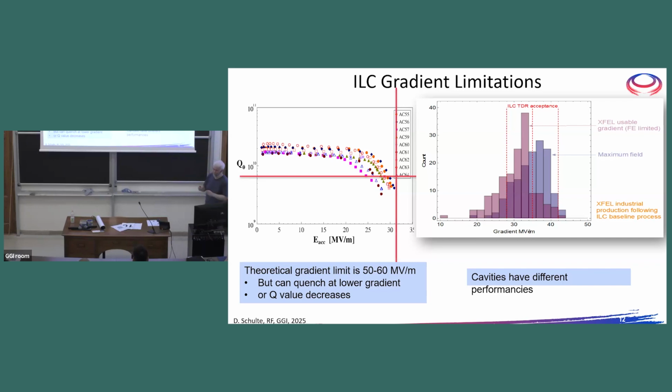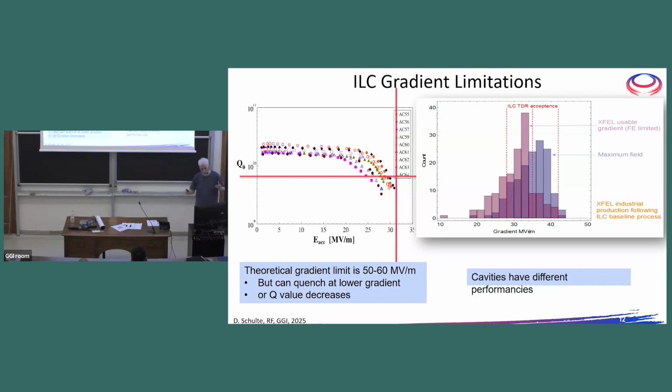This is an older plot. And so there's some black magic in how to make the cavity give you a high Q up to the highest possible value. And then at some point it will break down fundamentally. But this limit here, where the Q becomes smaller, happens actually way before the real gradient you could theoretically attain, which would be here.